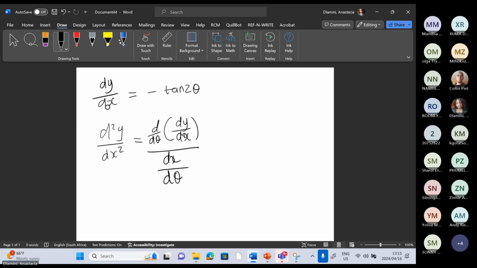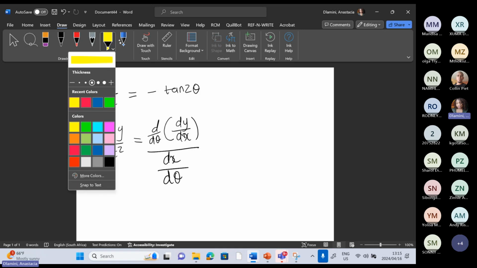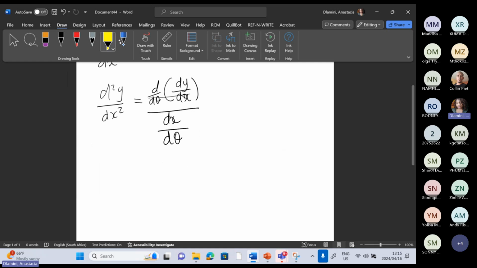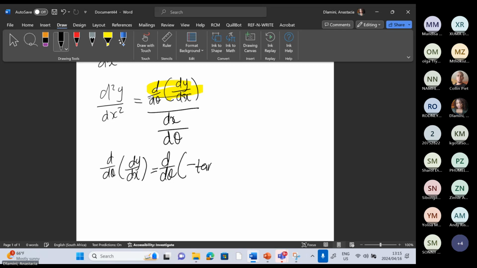Okay, so let's find this top part. I like saying sometimes, if you don't want to substitute it immediately, let's do it separately. So let's find this top part here. This will be d over d theta of dy over dx. So d over d theta of minus tan 2 theta, isn't it? I'm not teaching you how to find the derivative of tan theta. You know how to find the derivative. It's on page 2 or whatever, there at the back.